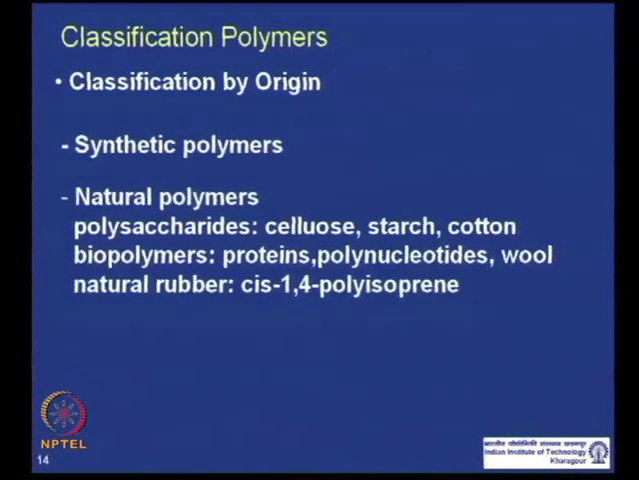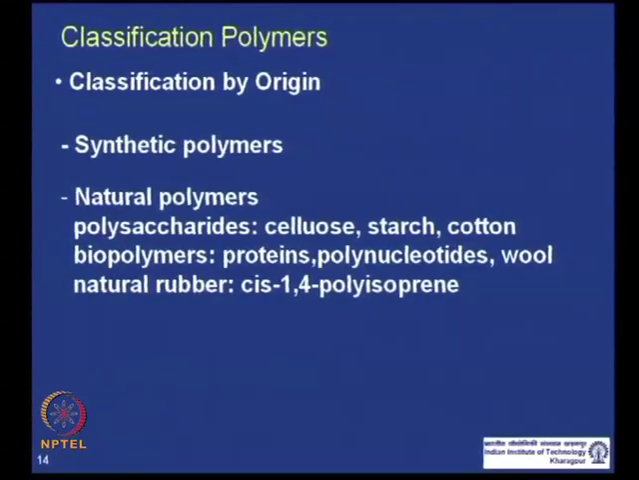or we can classify as natural polymers, in which case polymers come from nature. For example, polysaccharides, which represent cellulose, starch, cotton, biopolymers, proteins, nucleic acids, wool, silk, and so on, and natural rubber, cis-1,4 polyisoprene.